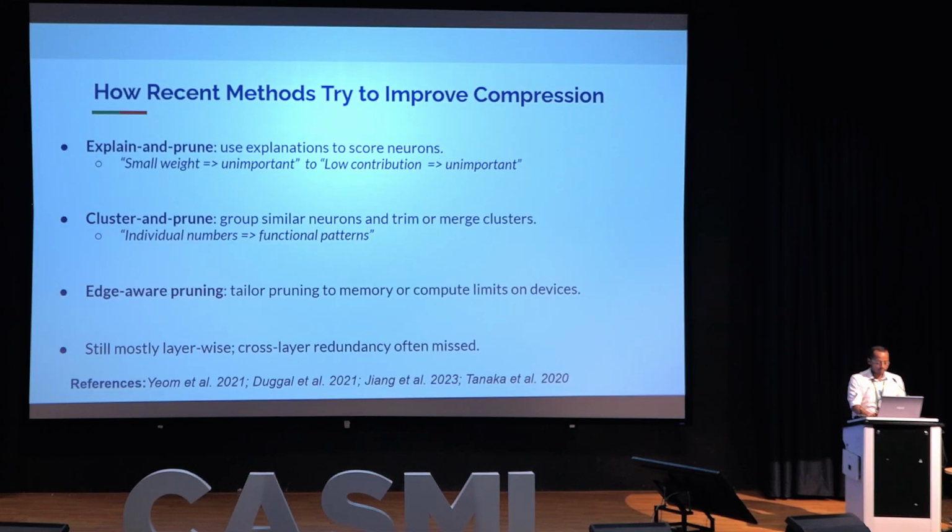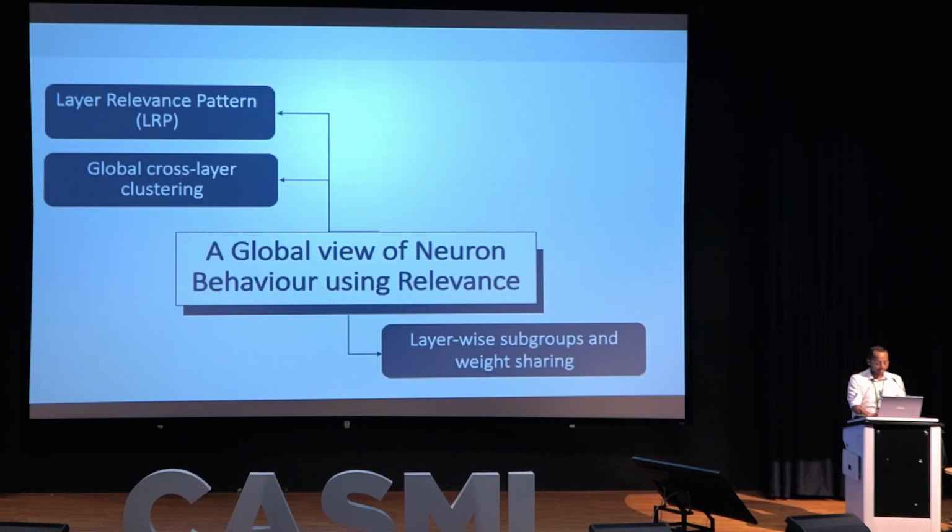This is where our framework begins. The key idea is, instead of relying on weight size or unstable gradients, we look at neuron relevance patterns and how much each neuron contributes across many inputs. We use layer-wise relevance propagation. This gives us a much more stable and meaningful sense of importance.